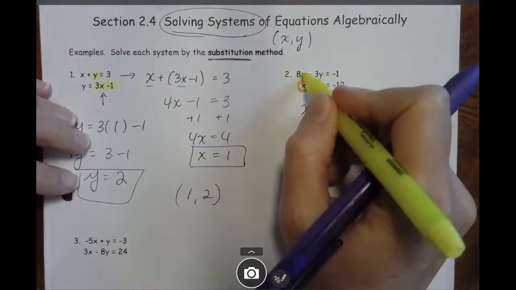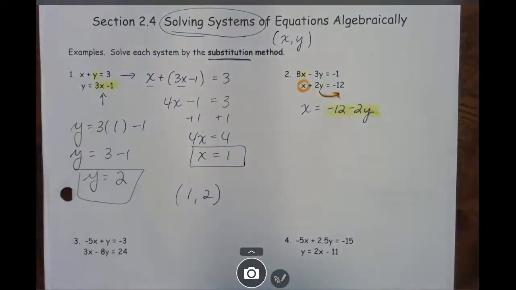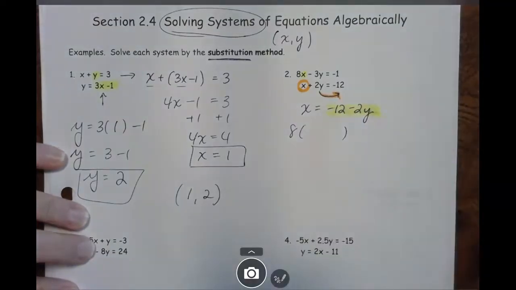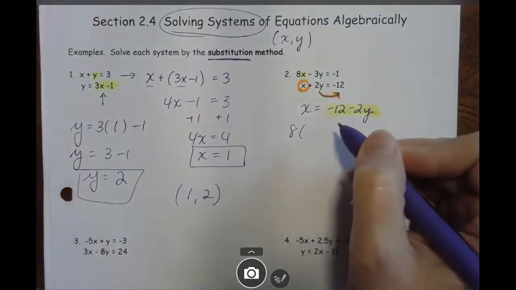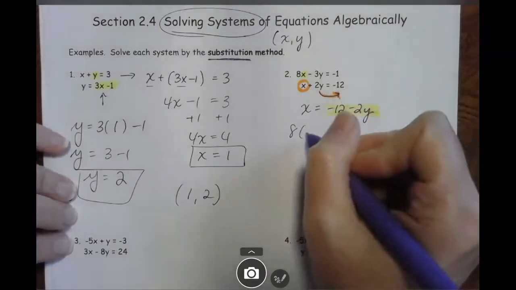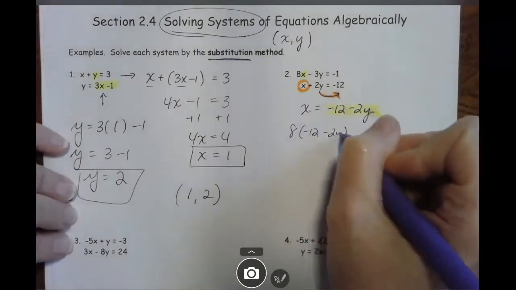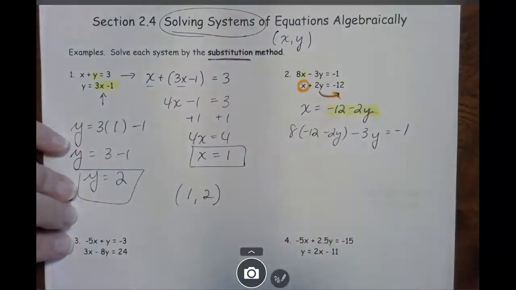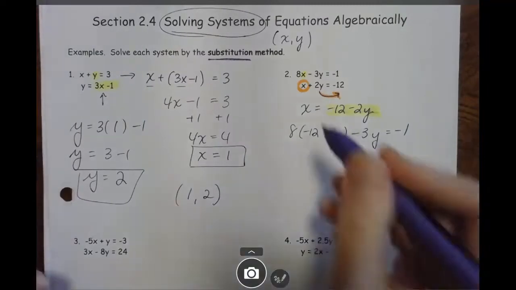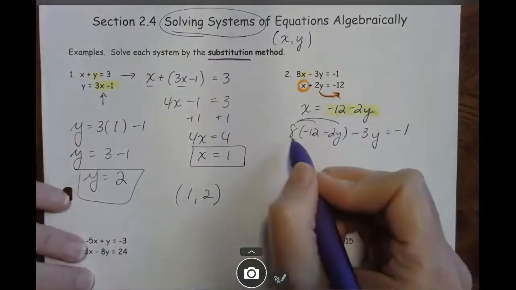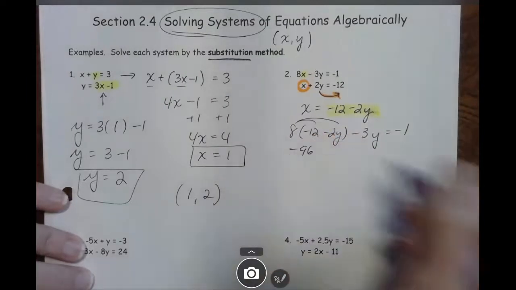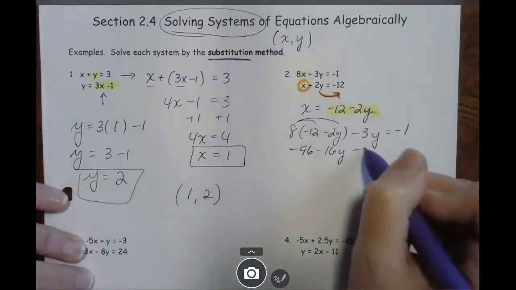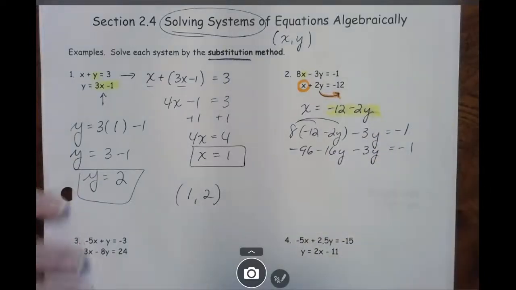So we can go to that top equation and we can use substitution and plug in the x. So 8 times x, note my use of parentheses here because all of this is going to get multiplied by 8. So 8 times negative 12 minus 2y, minus 3y equals negative 1. Use the distributive property right here. 8 times negative 12 is negative 96. 8 times negative 2 is negative 16y, minus 3y equals negative 1.